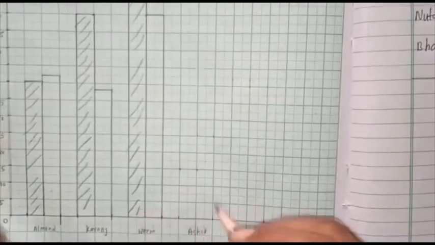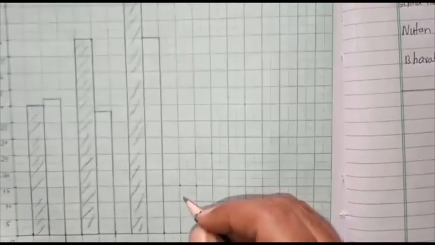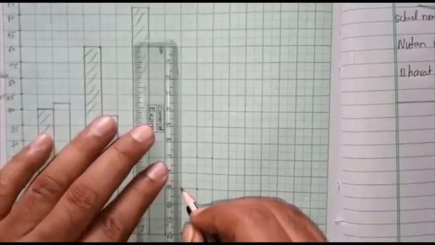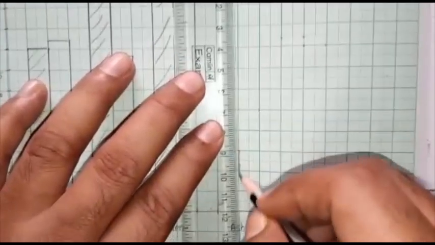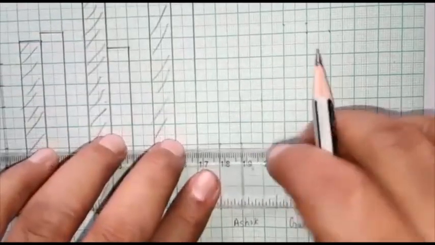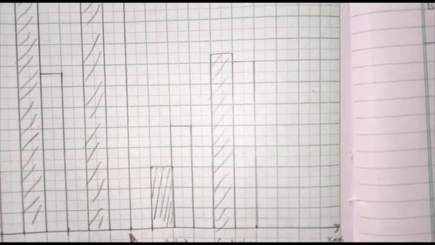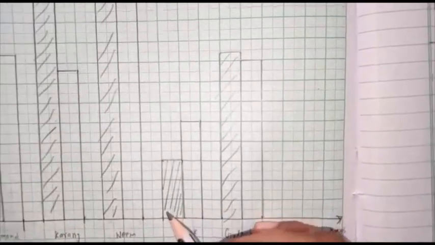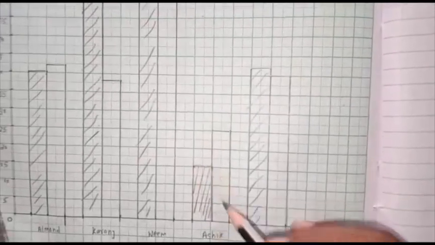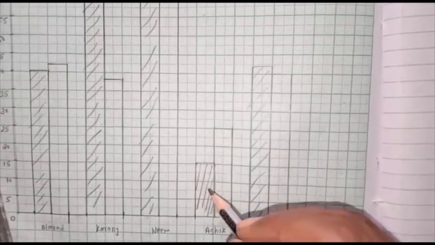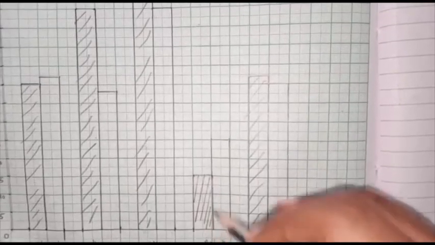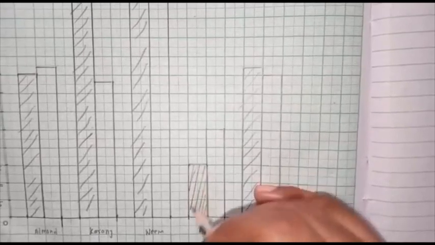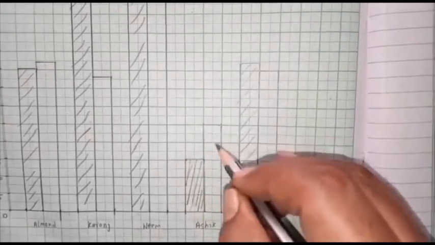Now next one is 15. Ashok tree is 15 and the Bharat Vidyalaya shows 25. So this one is 15. We have drawn the neem tree graph. Now similarly we have to draw the Ashok. So for the Ashok, 15 trees for the Nutan Vidyalaya and 25 for the Bharat Vidyalaya. So this one we show by shading. This is about the Ashok tree.